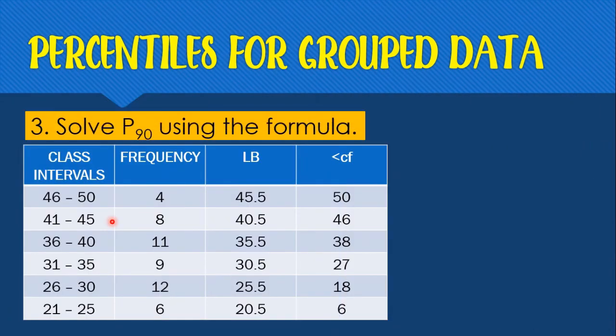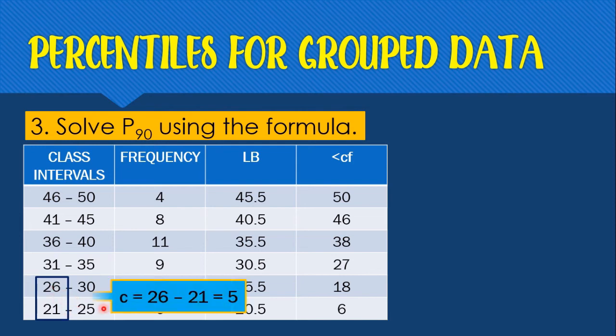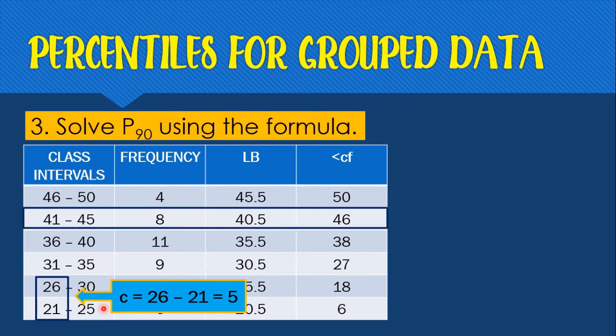The next step is we solve for the P sub 90 using the formula. And then we have to identify our class size. So we can have 26 minus 21, that is equal to 5. And again, our P sub 90 class is 41 to 45. So the frequency is 8. Its lower boundary is 40.5. The total frequency is 50. And the less than CF before this 46 is 38.